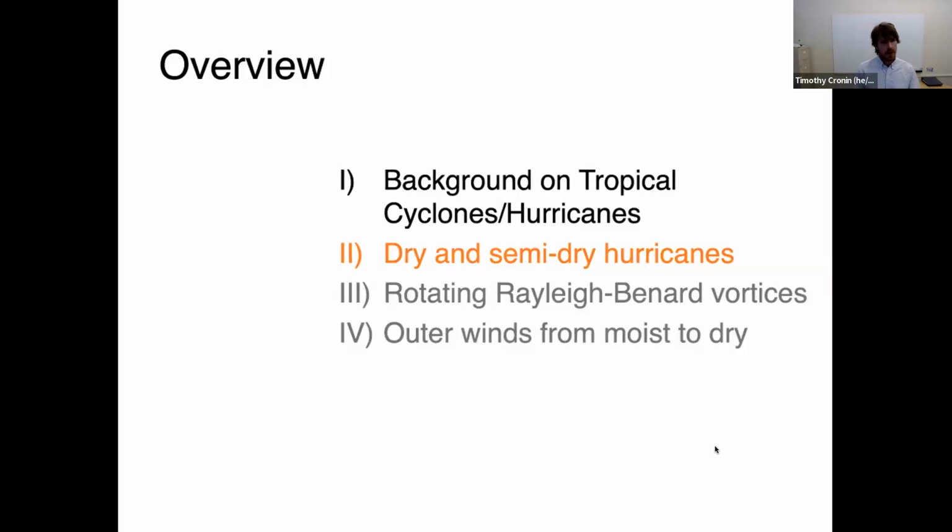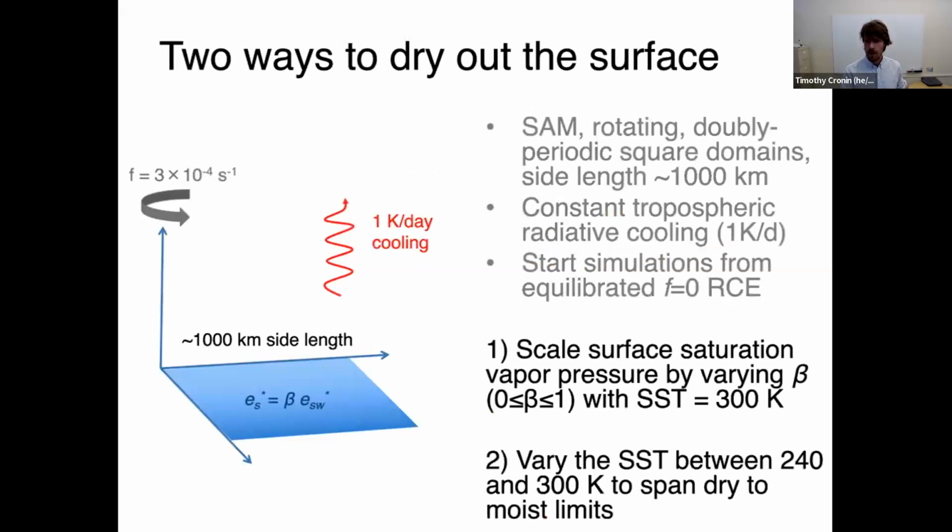So with that sort of background covered, this brings me to the first research part of the talk, which is about systematically varying the surface moisture availability in simulations and seeing how the formation and maintenance of cyclones responds to that. Okay, so before I get to some movies and results, I want to give a little more detail about the setup for anyone who's interested.